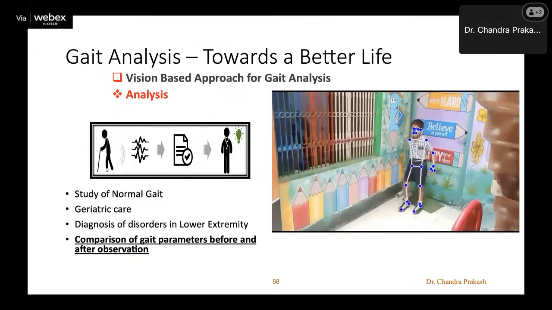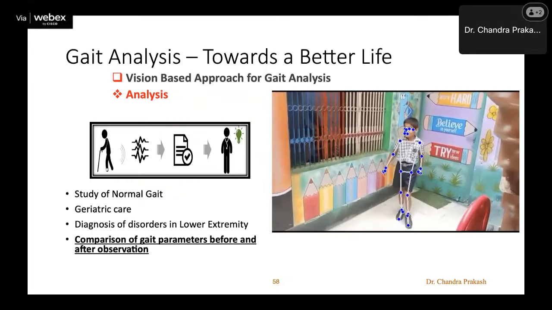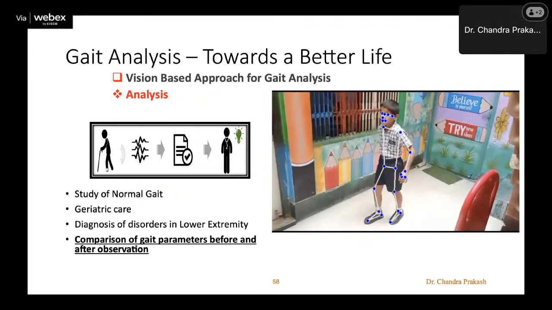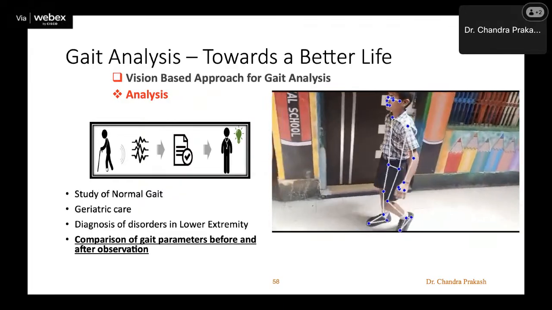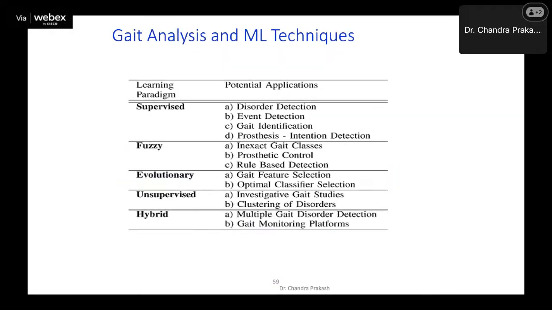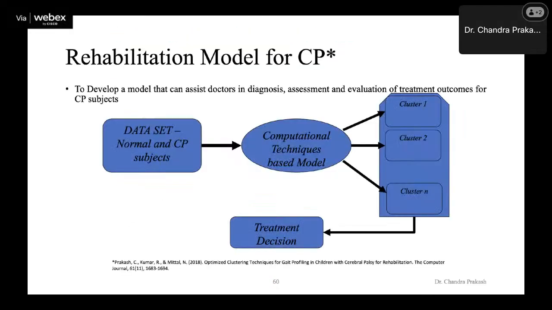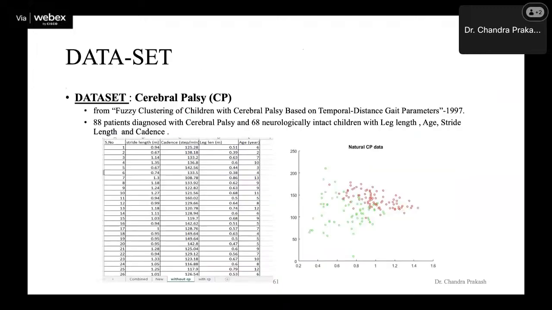As you can see, we have applied this to gait analysis on cerebral palsy students as well. And these are different applications, right? So we developed an approach based on clustering, in which we come up with a data set. It was a publicly available data set, and we applied different clustering approaches on it to see whether it is able to identify correctly or not.